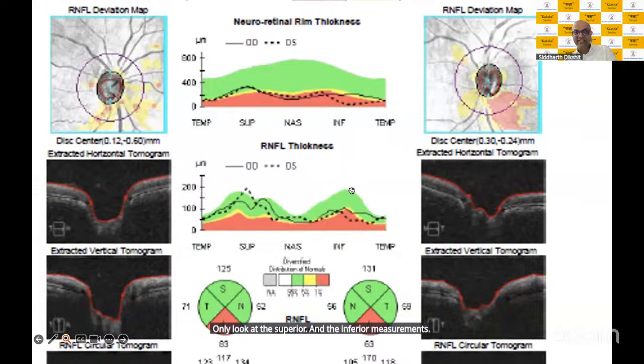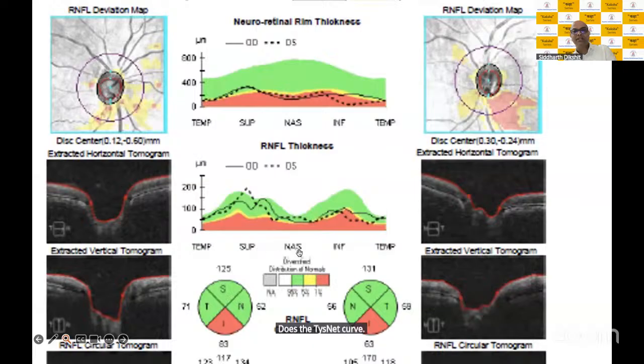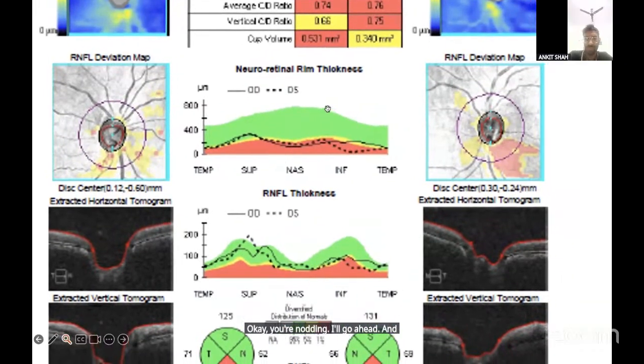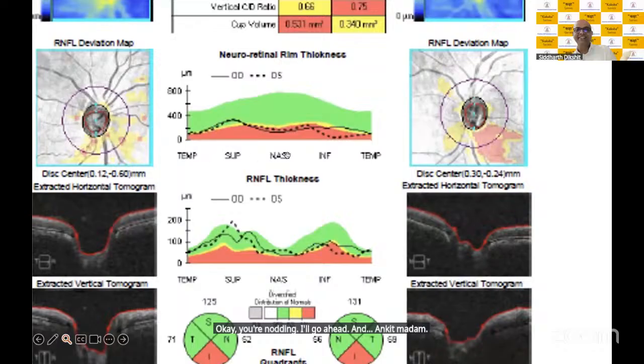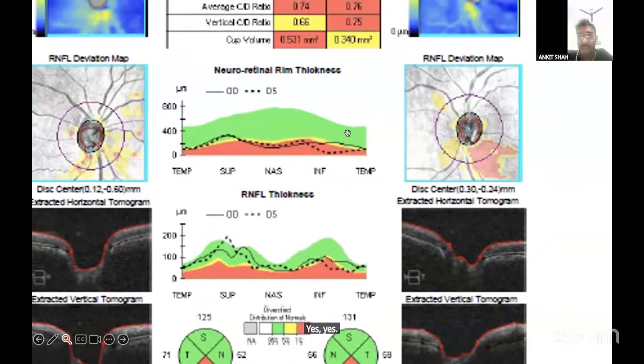Now, as you both had decided and concluded that the left eye has more damage, especially when it came to RNFL thickness, does the TISNIT curve, temporal, superior, nasal, inferior, temporal, correlate with what Simran sir said? Okay, you're nodding. I will go ahead. And Ankit madam, again, TISNIT curve, is it correlating with what you had said? Yes, Dr. Siddharth, it is correlating with the fundus.